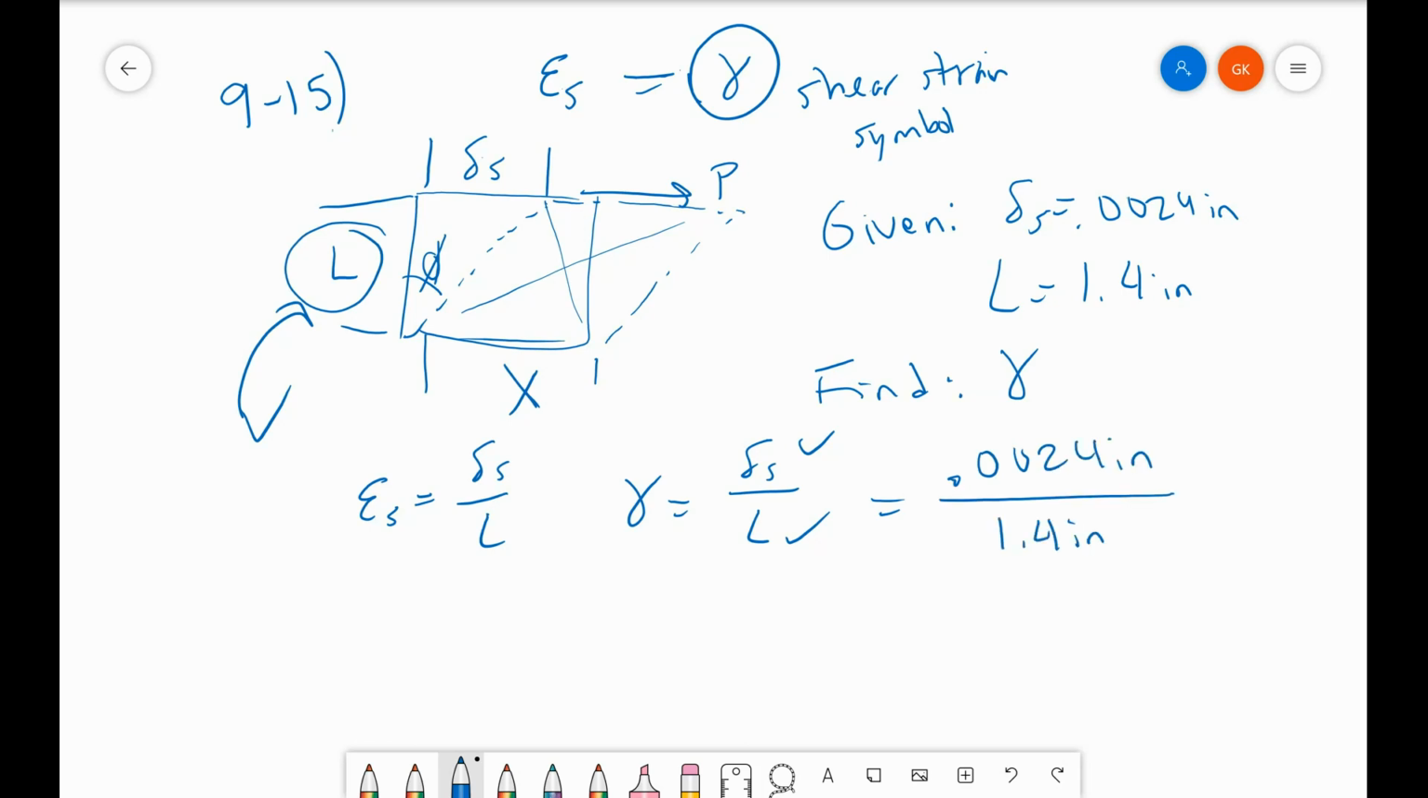Okay, and I plug in my values and I get 0.0024 inches on the top, 1.4 inches on the bottom, inches per inch. So it's unitless, the units cancel if I wanted to. And what I get is that the shear strain is going to be equal to 0.0017 inch per inch. And I am done.